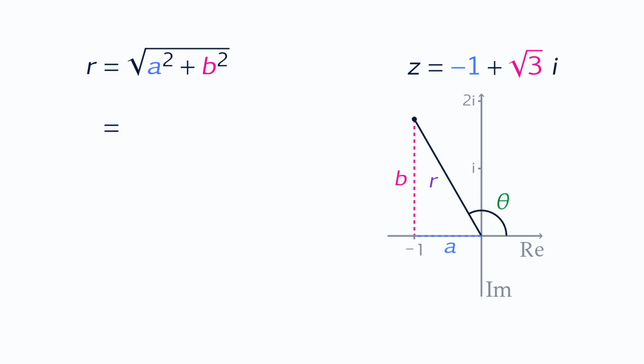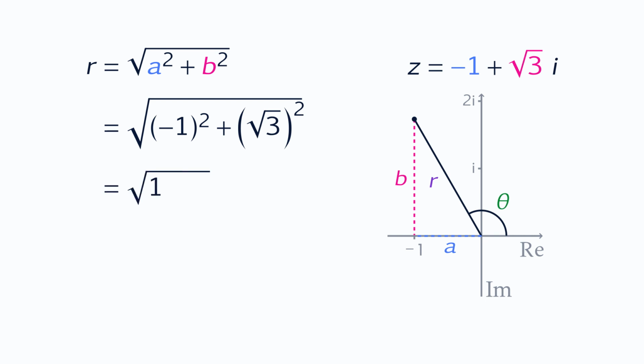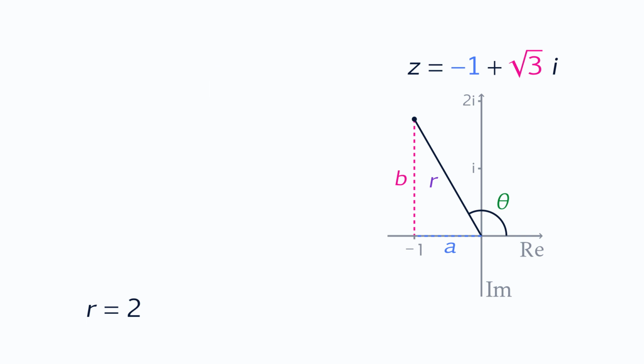So, r equals the square root of (minus 1) squared plus (the square root of 3) squared. Minus 1 squared is 1, and the square root of 3 squared is 3. 1 plus 3 is 4, and the square root of 4 is 2. Next, let's use cosine to find the argument theta.